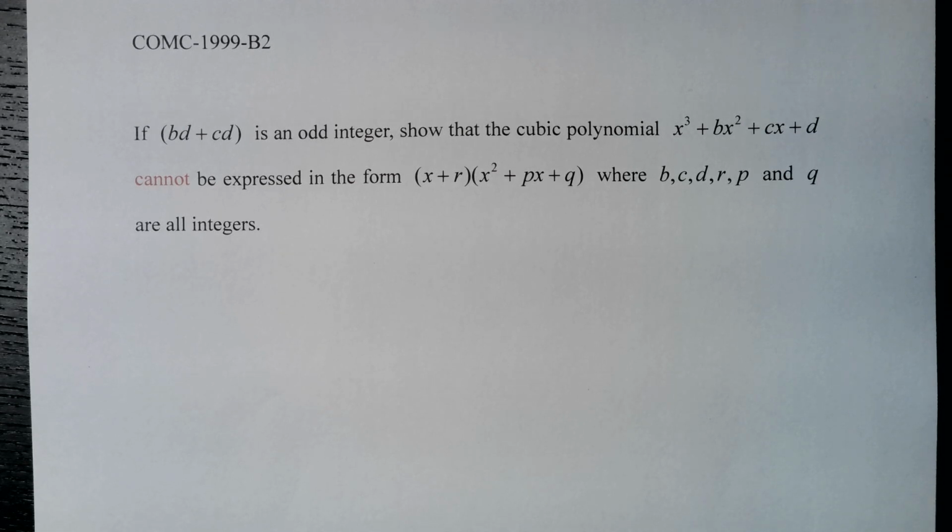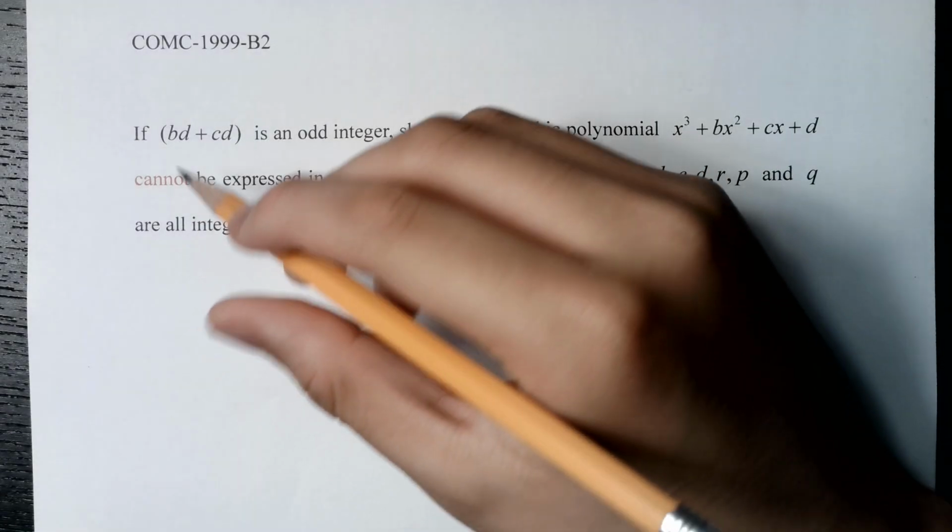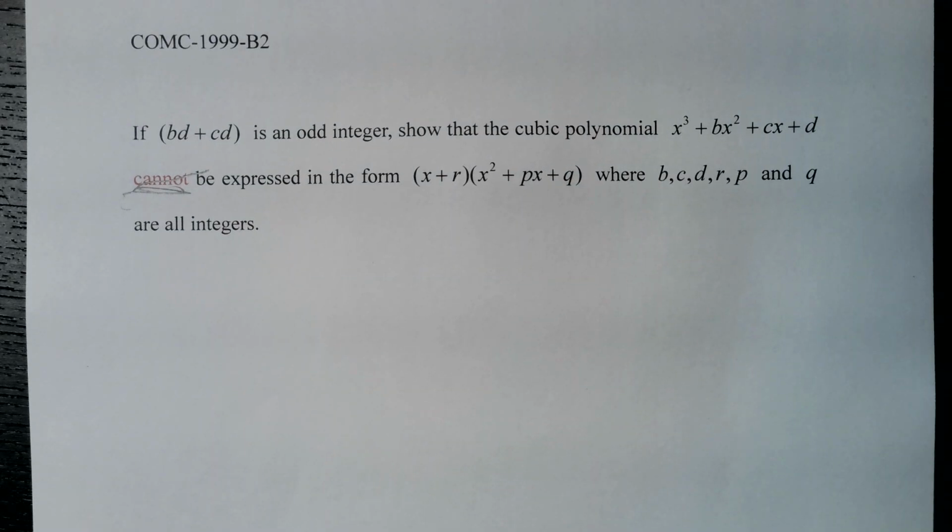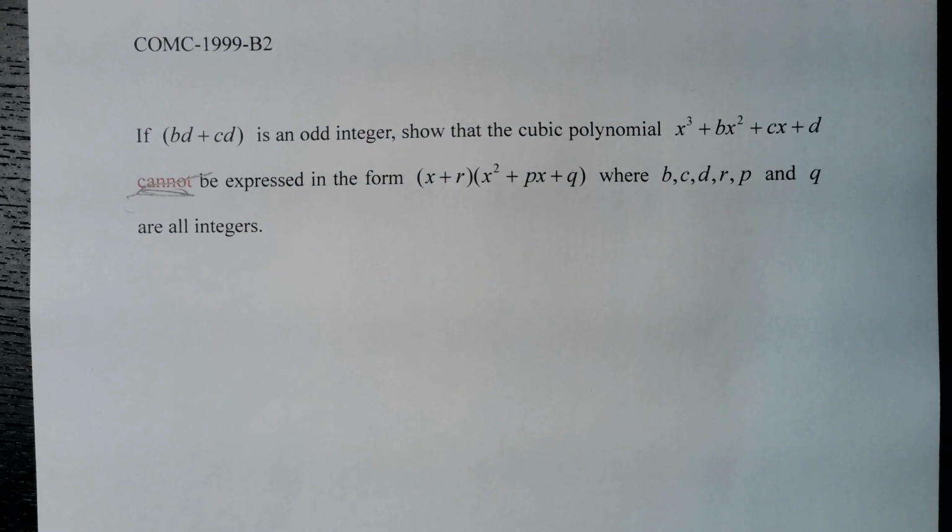Today we will be at another question here, and as always, let's first start off by reading the question. If, in brackets, bd plus cd is an odd integer, show that the cubic polynomial x^3 + bx^2 + cx + d cannot be expressed in the form (x + r)(x^2 + px + q), where b, c, d, r, p, and q are all integers.